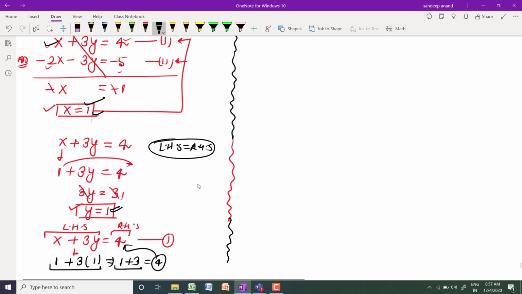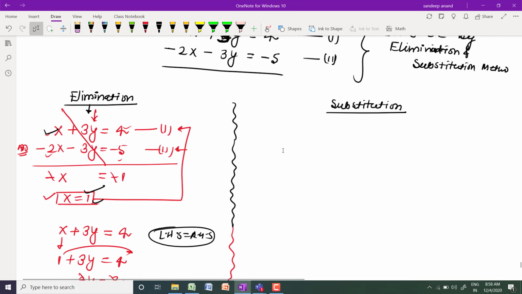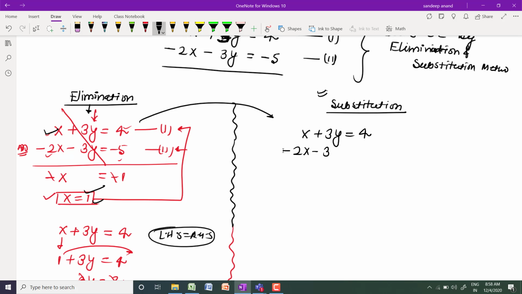I am repeating again: in the elimination method you eliminate one variable, keeping the coefficient of the variable the same, either by multiplying or dividing the equation. Once it is eliminated, find the value of the other variable, and then the rest of the process remains the same. Now in substitution, the process that you adopt is, suppose I take the same question: x plus 3y is equal to 4 and minus 2x minus 3y is equal to minus 5.